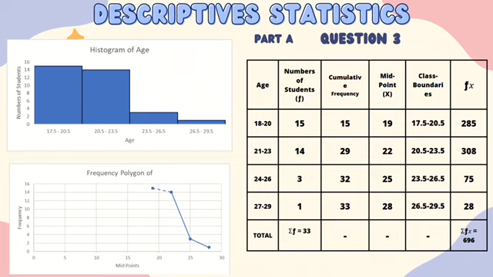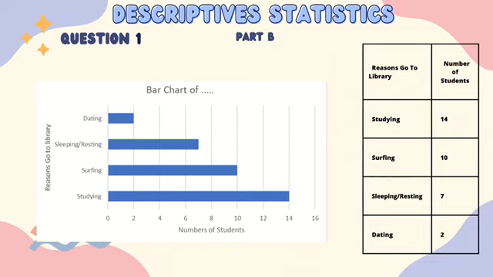As we can see on the frequency polygon, when the age increases, the number of students becomes more or less. Next is question 1 part B. The data in the table that we got, as shown now on the slide, is about the reason why students go to the library. Based on the table, we made a bar chart. As we can see from the bar chart, most of the students go to the library for studying. Thereby, studying is the mode in this dataset.